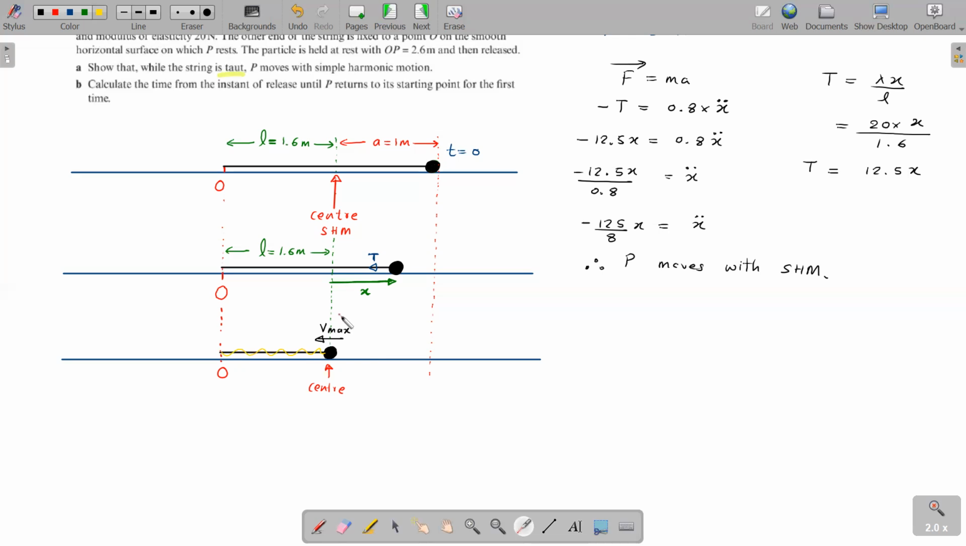No, simple harmonic motion cannot occur when the string is slack. If the string is slack, and you know there are no other forces here, right? It means there's no tension. There's no friction. So is there any external force acting on this particular object? No, which means what? How will this particle start to move now?